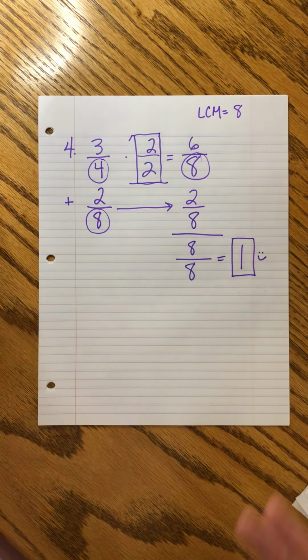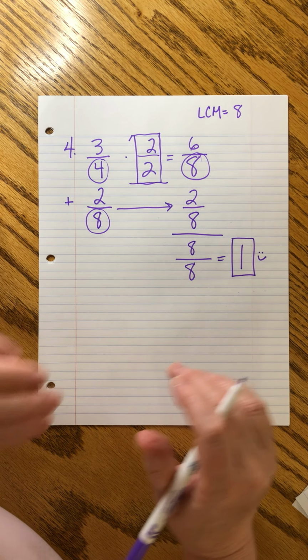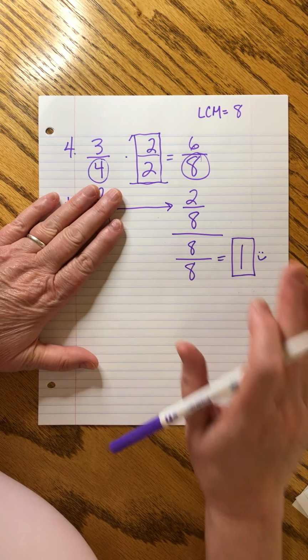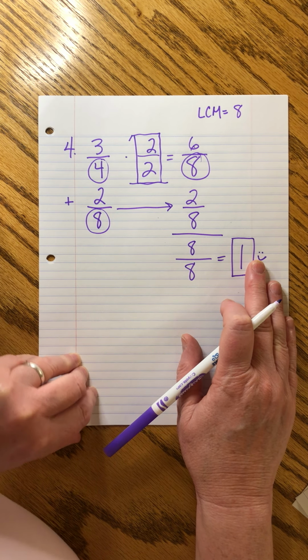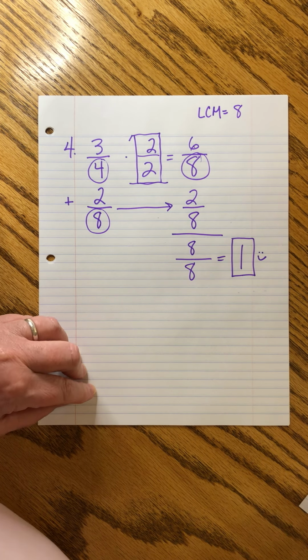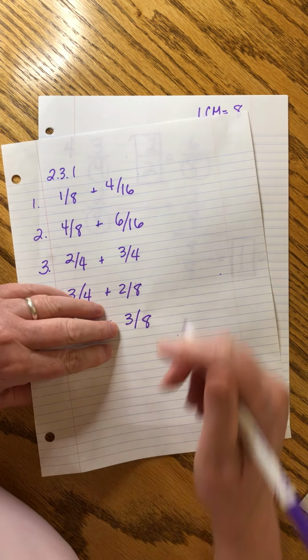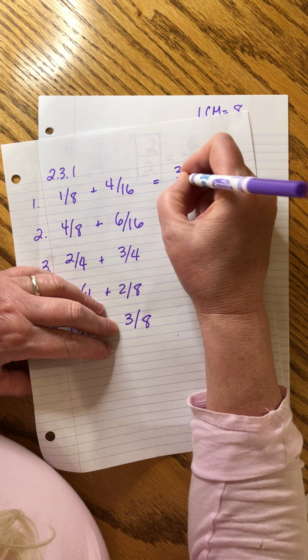That's our final answer there. I always put smiley faces because I always have my students check their work and put some sort of an indicator that they've checked their work and it's correct. Okay, so the answer to number 4 is 8. So let me copy these answers onto our sheet.